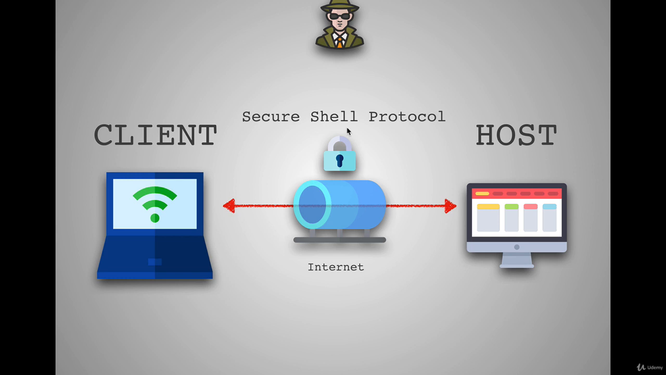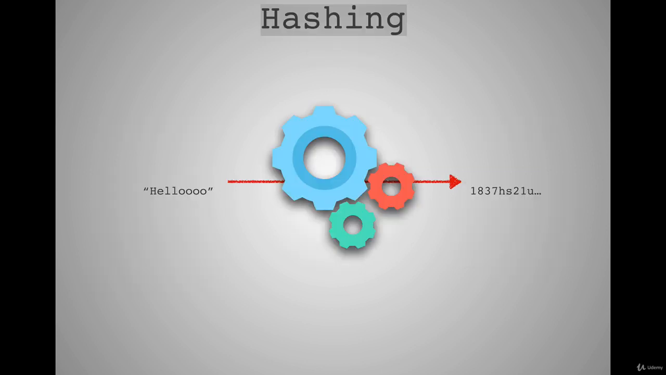Now, to solve one of these problems, we'll talk about something called hashing. Hashing is another form of cryptography used in secure shell connections. In my other course, The Complete Web Developer, we used something called bcrypt to hash passwords. So you may remember that.